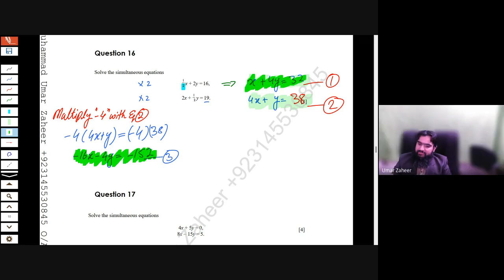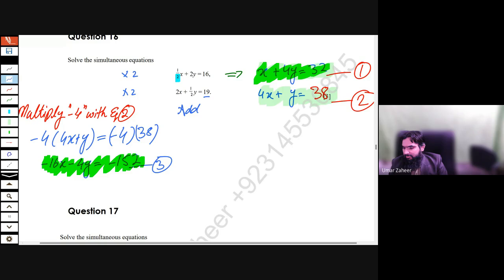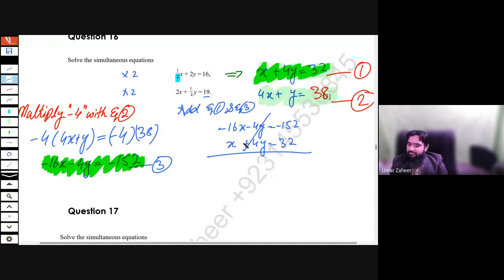Yes, we have to add equation 1 and equation 3. So it will be minus 16x minus 4y is equal to minus 152, and x plus 4y is equal to 32. Plus 4y minus 4y will be cancelled out. Minus 16 plus x will be minus 15x. Yes, minus 152 plus 32.